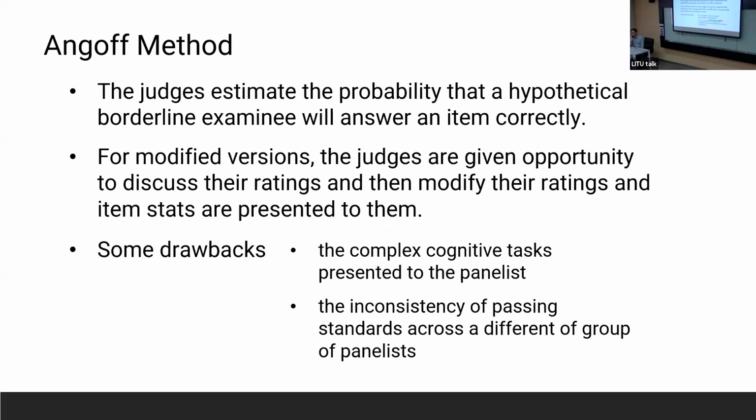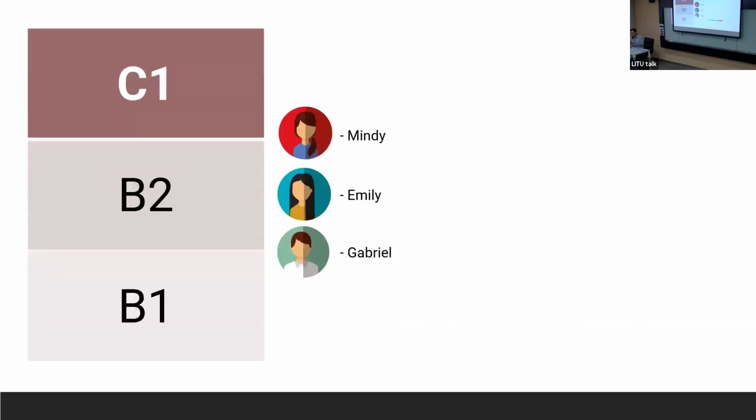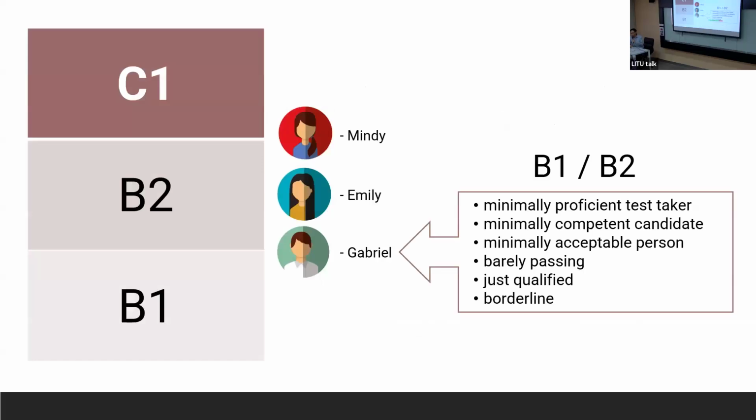Judges estimate the probability that the hypothetical borderline examinee will answer an item correctly. For modified versions, they could discuss the ratings and modify their ratings as well, along with the item statistics available to them. But it's very complex, cognitively very demanding, right? And then there's some inconsistency of passing students across different levels of panelists. So that's a big major drawback.